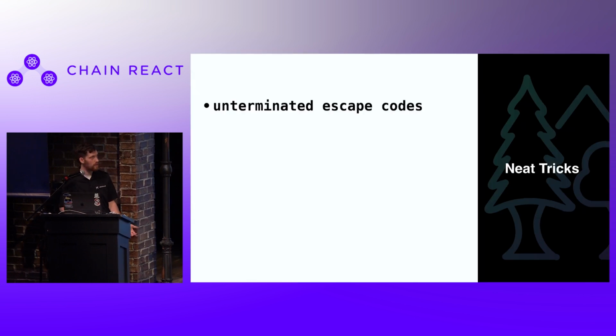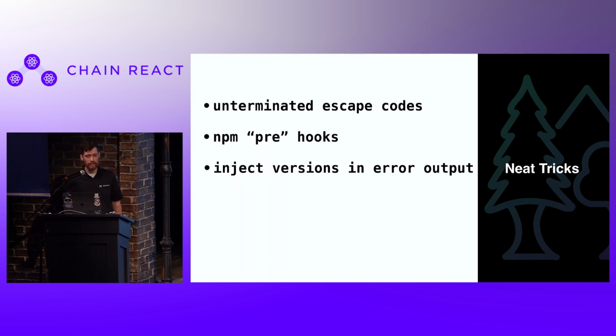So, some neat tricks you can do with Solidarity. You can use unterminated escape codes, which, if you're not a total dork like me, you may not know that you can actually color and create backgrounds on your terminal output. So if you don't terminate those, it'll just leave your background color bright red, which developers will notice. You can use it in an npm prehook. So if you want to check your environment before you actually build, it'll automatically run it for them whether they know it or not. And inevitably, when they have the wrong versions, you can inject the versions into the error output, the wanted version and the actual version.